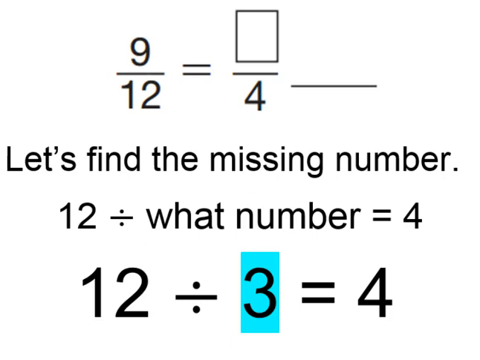9/12 is equal to, again, we have the denominator, which is 4, and we have to find the numerator. If you notice that our denominator decreased, we went from 12 to 4. So instead of multiplying, we will do what? You're right, we would divide. So 12 divided by what number is equal to 4? If you said 3, you're absolutely correct. 12 divided by 3 is equal to 4.